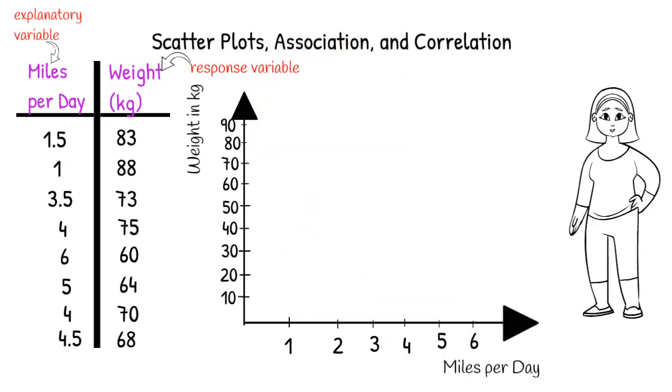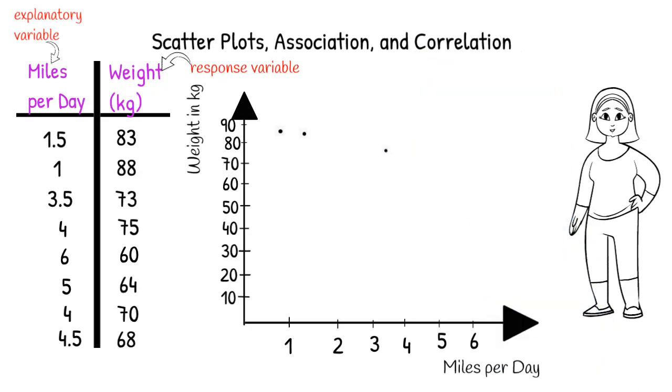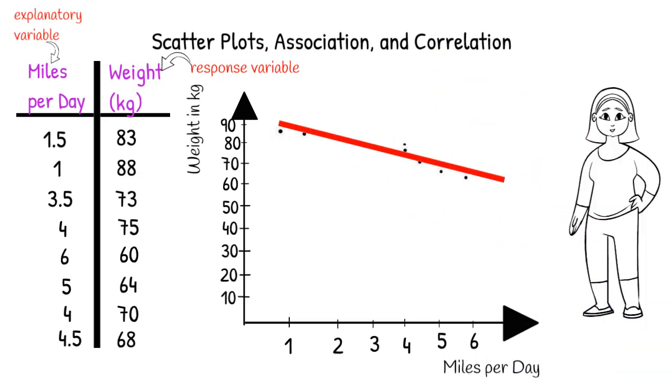Our first point is 1.5 on the x-axis and 83 on the y-axis. Then 1, 88. Then 3.5, 73. Followed by 4, 75, 6, 60, 5, 64, 4, 70, and finally 4.5, 68. Notice that the points cluster somewhat in the shape of a line. This means that the number of miles walked per day is in some way associated with the weight of women.